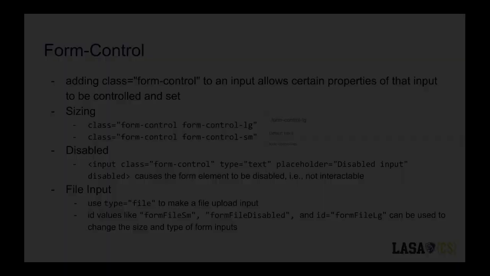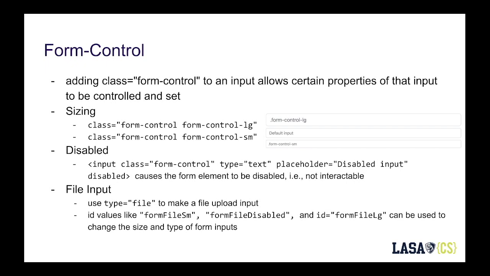Adding the class form-control to an input allows certain properties of that input to be controlled and set. So for example, we can change the sizing of a text input here using LG and SM. The LG is obviously larger and the SM is obviously smaller. We can also use the disabled tag at the end here in order to disable an element, which means that it's not interactable. The user can't click on it and nothing like that. We can also use type equals file to allow for file upload. And then we can use ID values such as these here in order to change the size and again the type of form inputs.